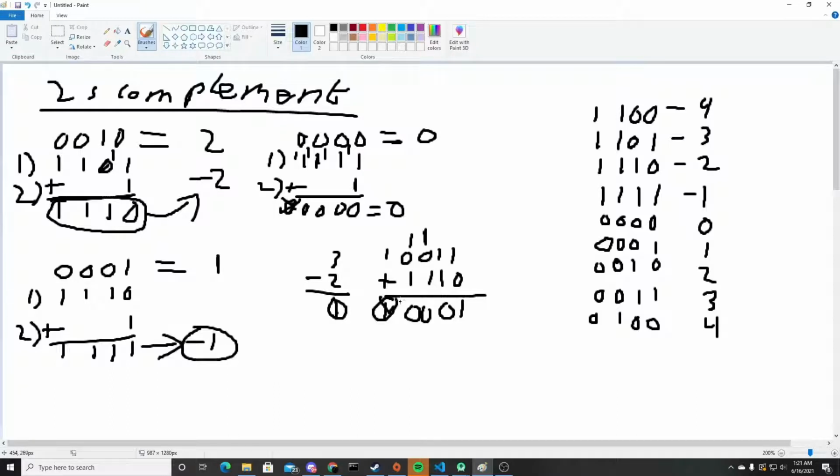Discard the carry bit, and so our result would be 0001, which ultimately would equal 1, which is exactly what we were expecting and what we got when we did it in base 10 or decimal. And so you can do this for any of these numbers, and it'll come out correctly. You can try any combination of these numbers, and the answer should come out to the correct answer.